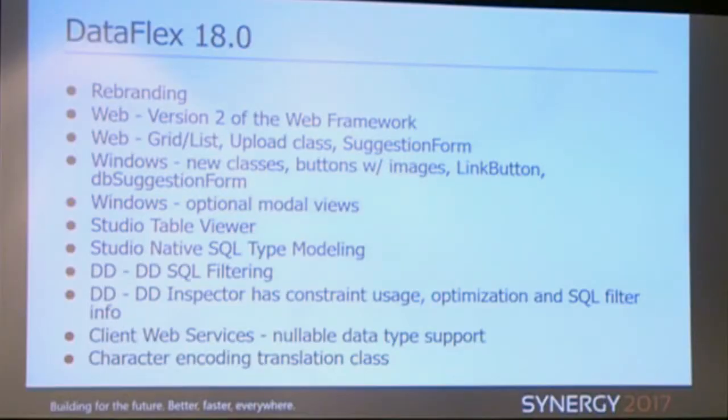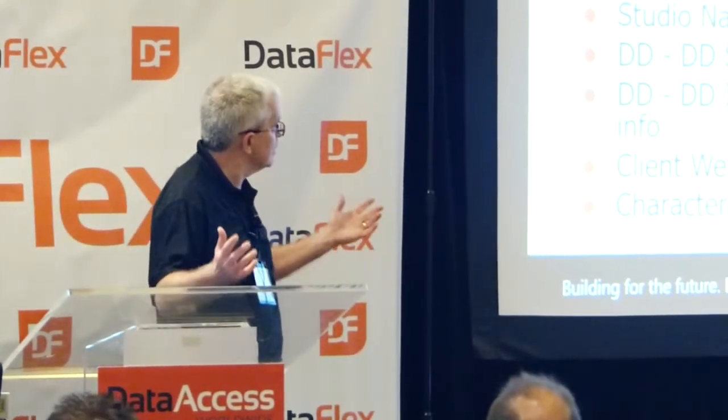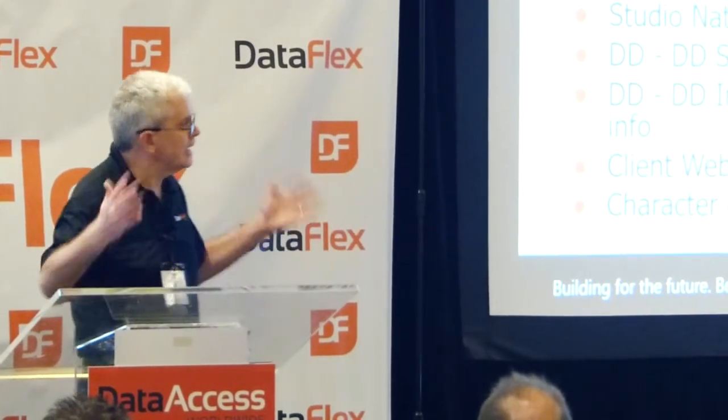So in 18.0, we had version 2 of the web framework. We brought in a lot of different new controls. In Windows, there were new classes. The studio started to get much more functional, especially in the area of SQL. We started really bringing in some high-performance changes to the DDs, bringing in SQL filtering. Client web services got more robust so that you could attach to more things out there. We've got the whole Internet of Things going on, and we need to not just have a good product, but connect everywhere else.